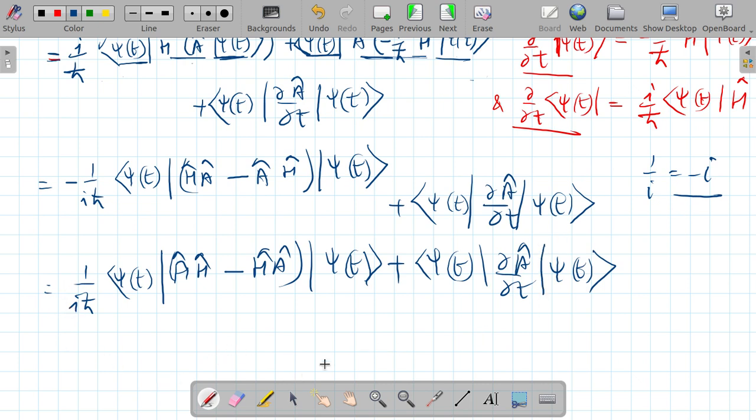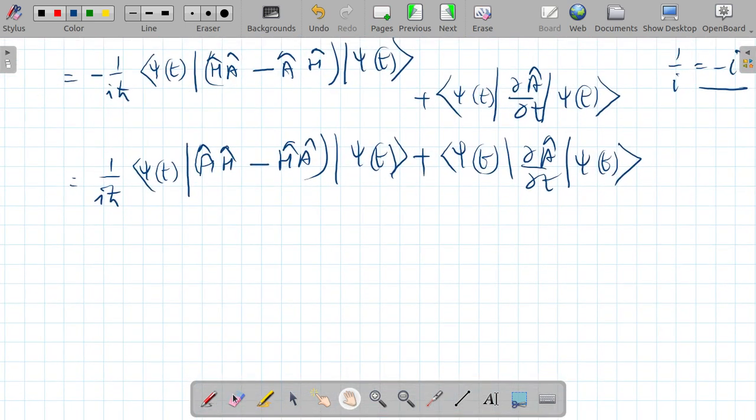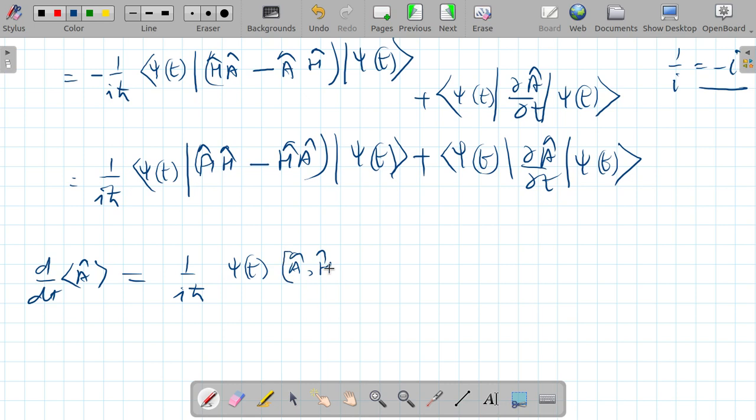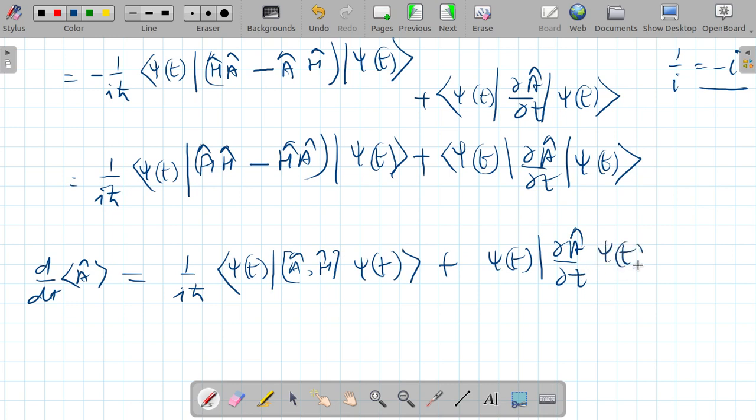So therefore I can write it as d upon dt of the expectation value of operator A is equal to 1 over iota h cross, it is psi t, it is AH, its commutator, plus psi t curly A operator over curly t and psi t.